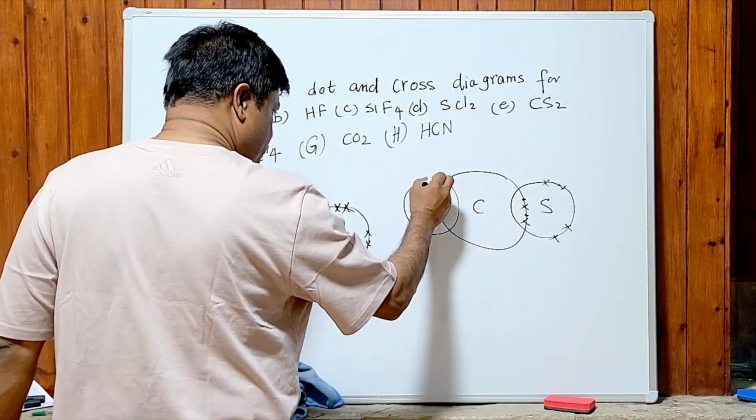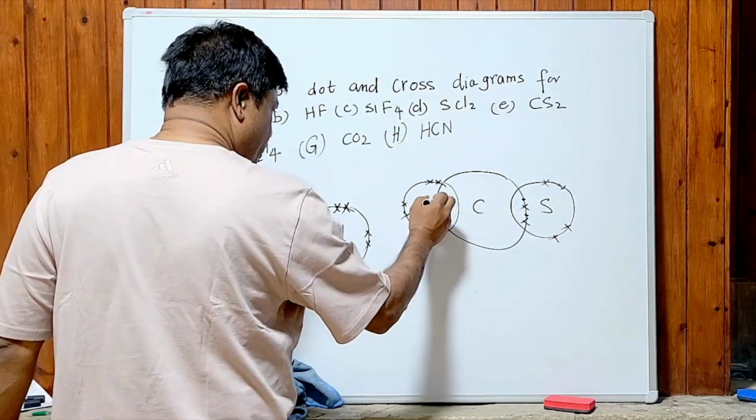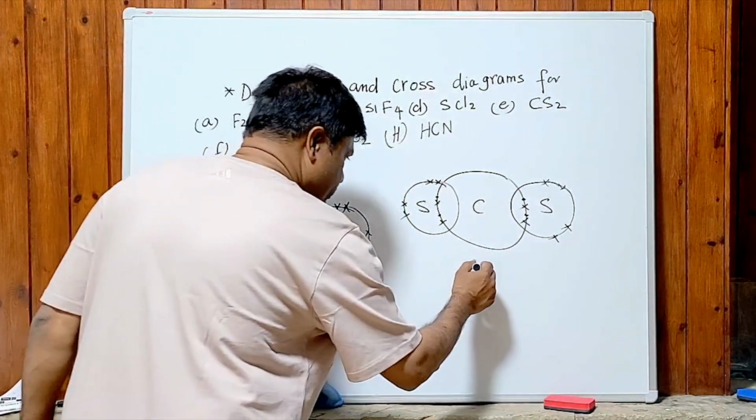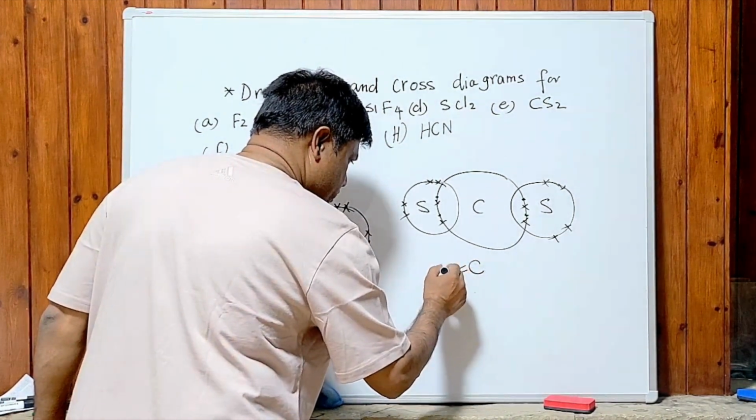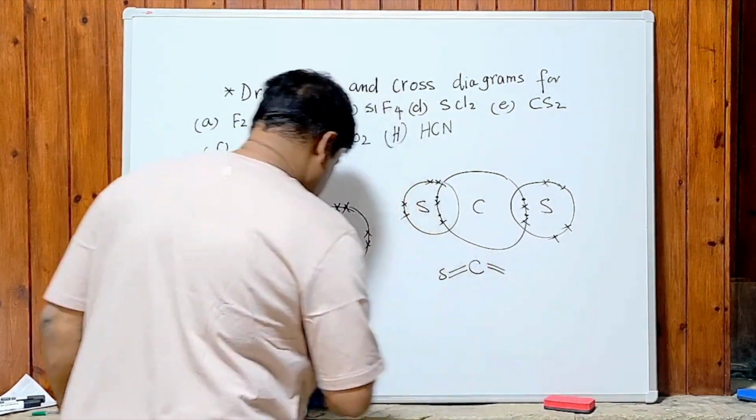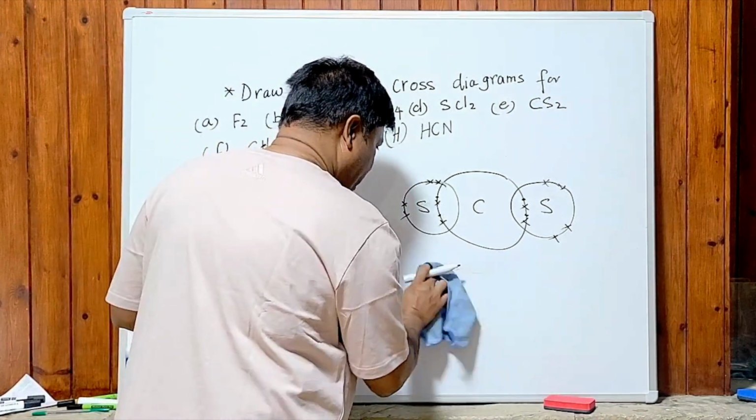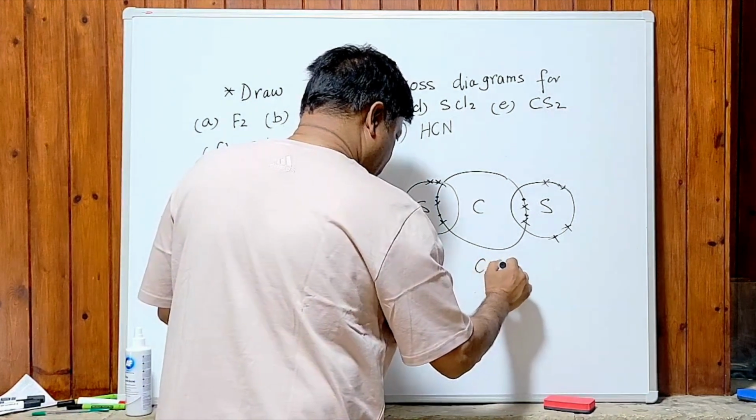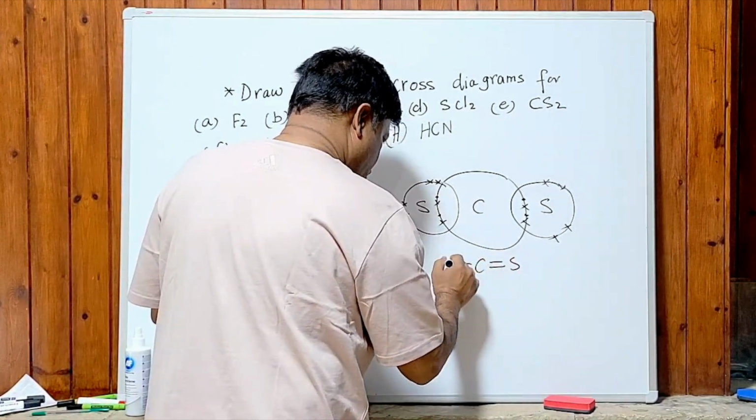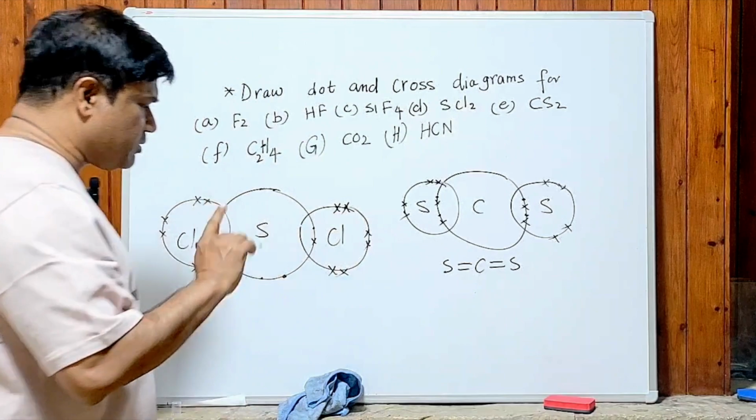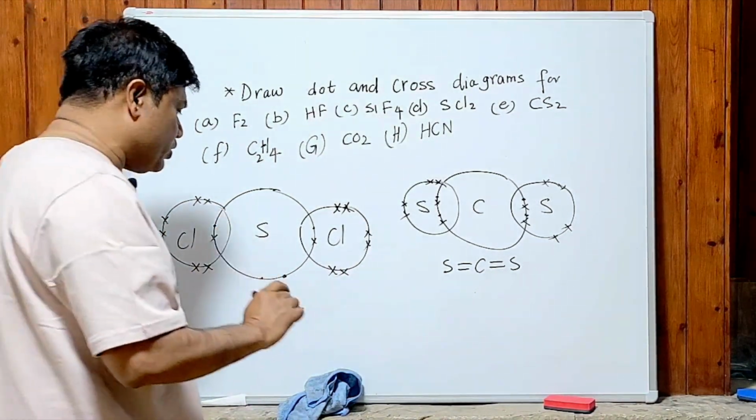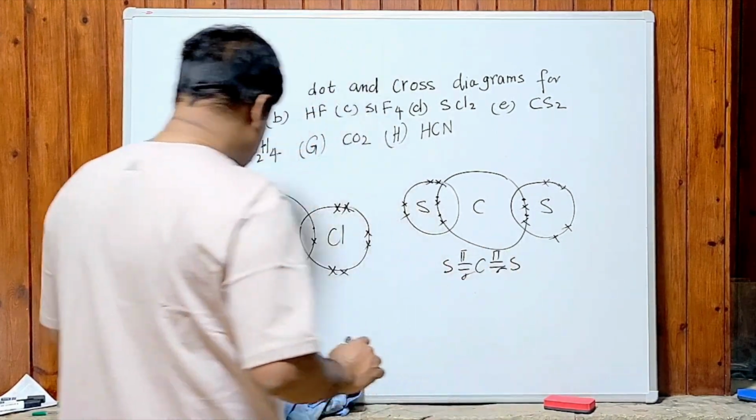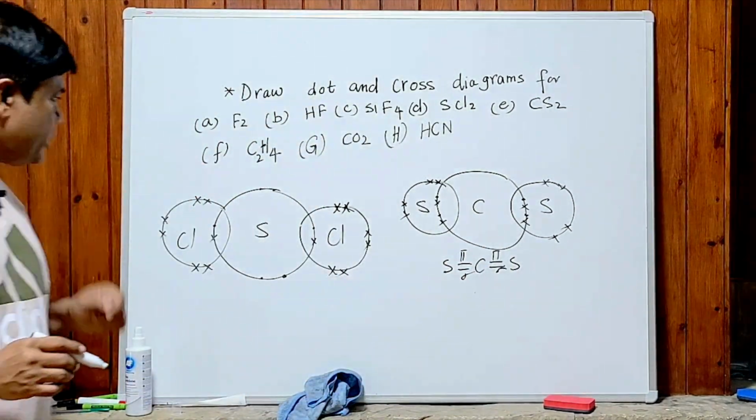Sulfur 1, 2, 3, 4, 5, 6. Look at the structure. This is like this. No, it's not bent, it's linear. I will teach you the shape of the molecule, don't worry. Carbon, double bond S, double bond S. A single bond is called a sigma bond, and a double bond is called a pi bond. So sigma, sigma, pi, pi. Sorry, guys.